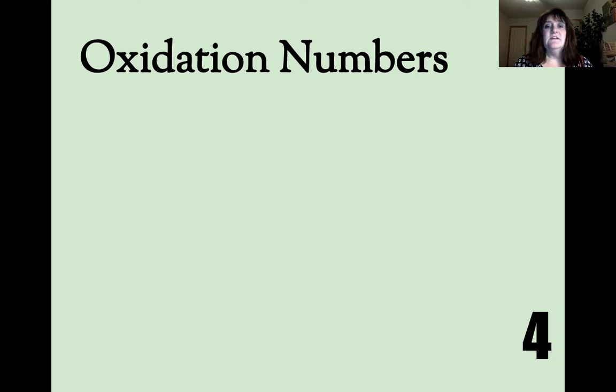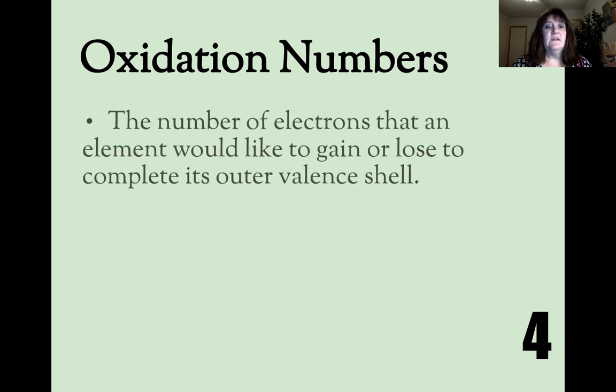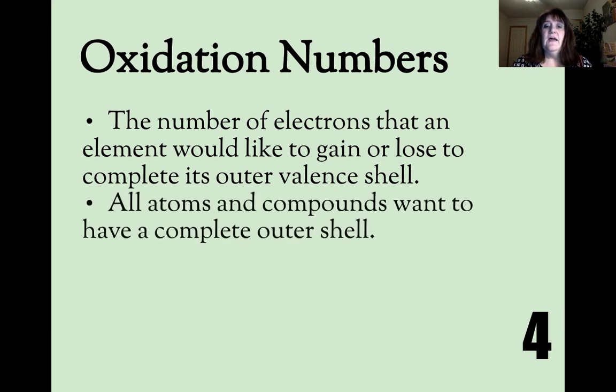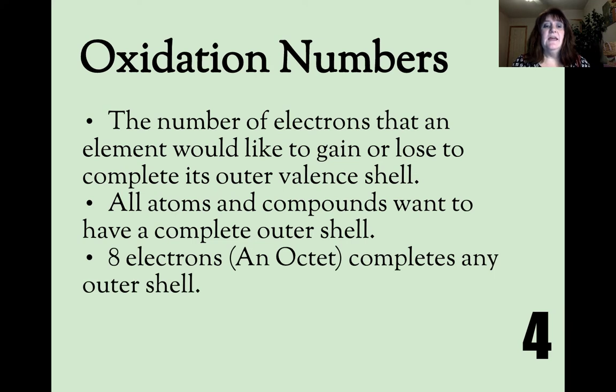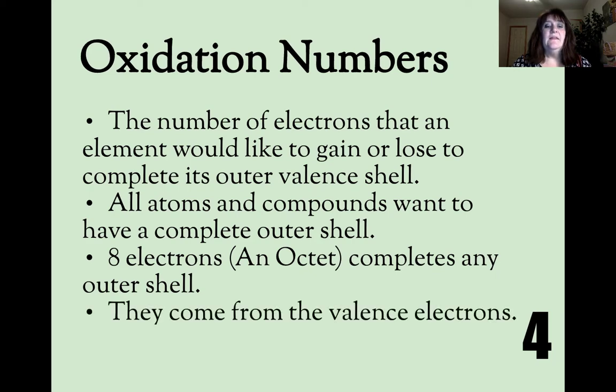Then we get oxidation numbers. Now this is a new thing. Oxidation numbers are the number of electrons that an element would like to gain or lose to complete its outer valence shell. All atoms and compounds want to have a complete outer shell, and 8 electrons, also called an octet, will complete any outer shell. And these come from the valence electrons.